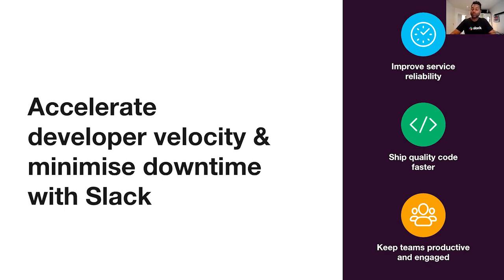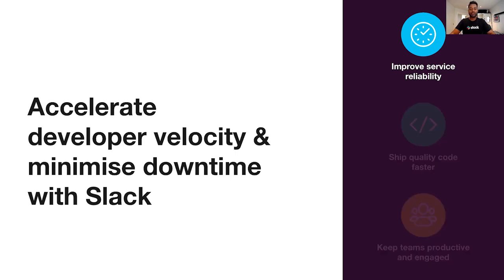Let's look deeper at what that means at Slack. Over the next 10 minutes or so, I'd like to share with you 3 ways that we use Slack internally to accelerate developer velocity and minimize downtime. So let's start by looking at improving service reliability.